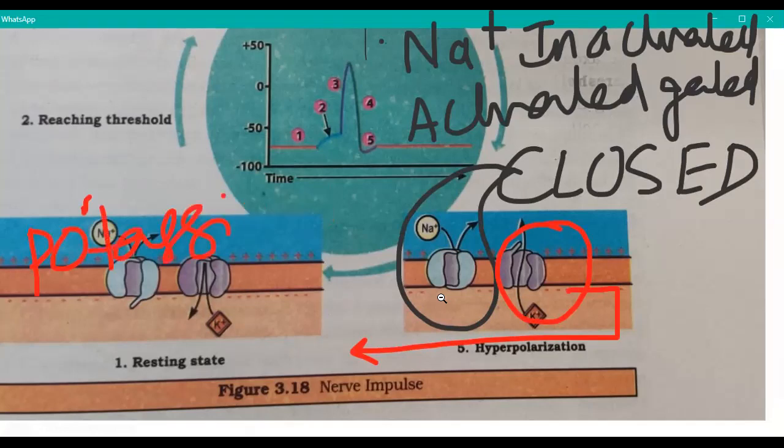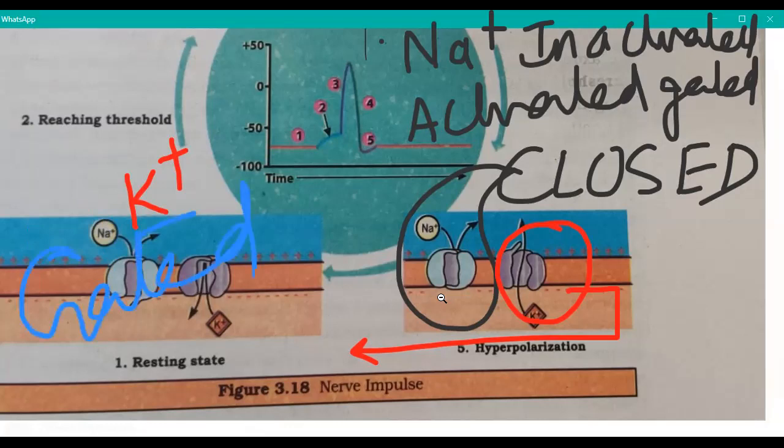Okay, so potassium, this is enough actually. We can write potassium voltage gated channels are open. So that is very important. Yes. Potassium voltage gated channels are open. Okay, this color is better.